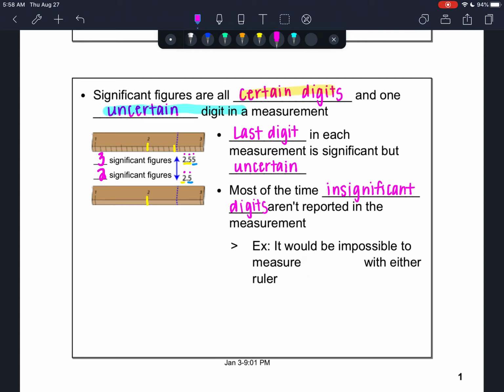So if I compare my number of significant figures, it seems like the more significant figures you have in a measurement, the more precise your measuring tool is, which makes sense. The top ruler has more tick marks, allowing me to be more precise in my measurement, which allows me to have more significant figures.